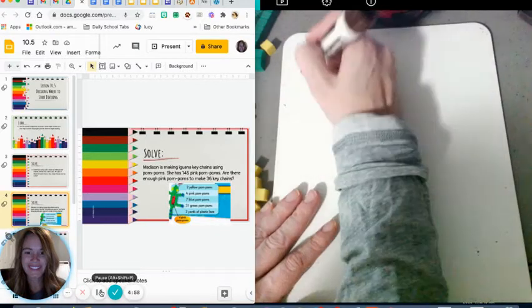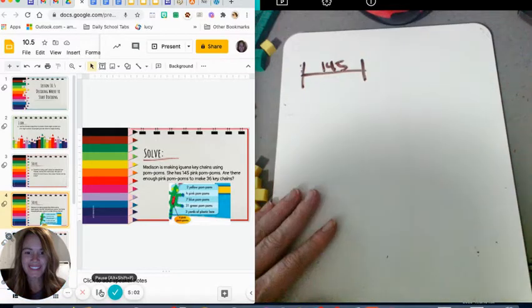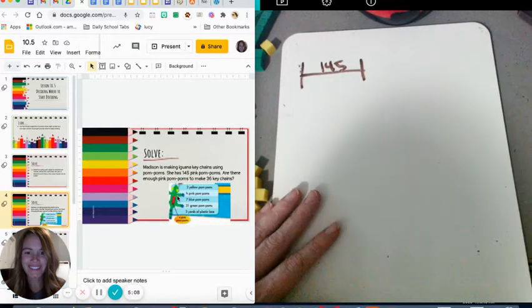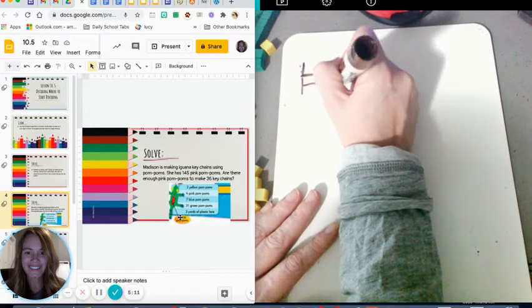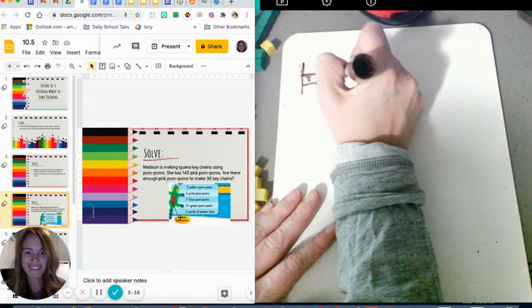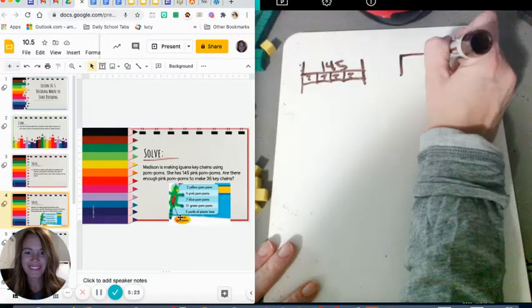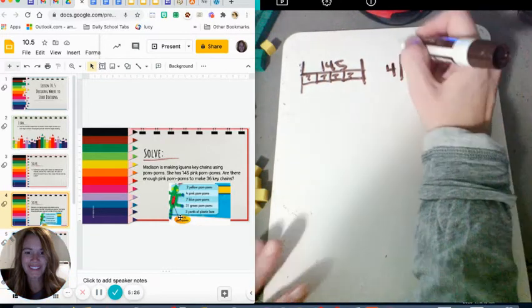Well, we know that Madison has 145 pink pom-poms. And how many does she need for each? If we look at this, it says there's 4 pink pom-poms for each keychain. So I'm going to just break this up to 1, 2, 3, 4 for each keychain. And then that will figure out how many she can make. So to solve this equation, we're going to take 145 and divide that by 4.